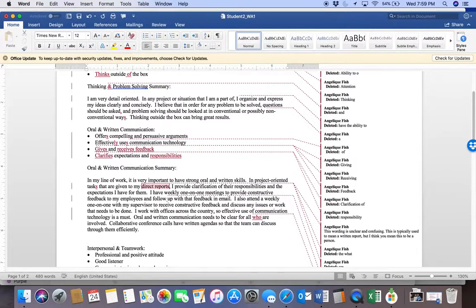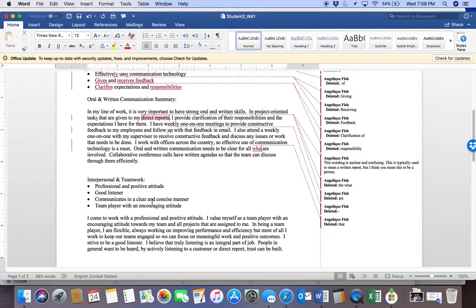All right, so that is a much better summary because this summary actually talks about what this person does. Professional and positive attitude, good listener, communicates in a clear and concise manner, team player with an encouraging attitude. All right, so attitude, noun; listener, noun; player, noun; communicates, verb. So that one will have to be rewritten. I'll have to think about that.